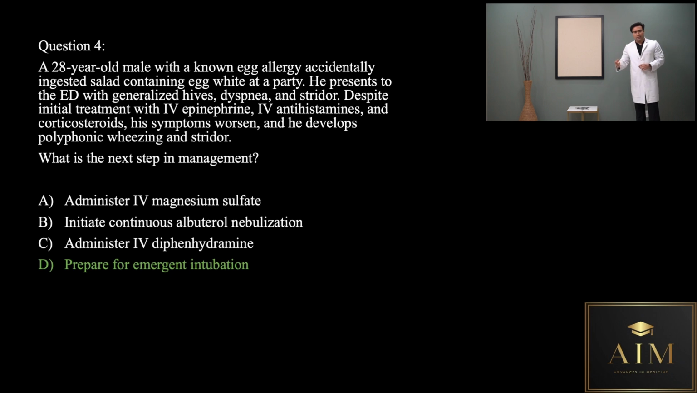Continuous albuterol nebulization may be considered in cases of severe bronchoconstriction, but it is an adjunct treatment when the patient's condition has deteriorated to the point of stridor and polyphonic wheezing. Diphenhydramine is an antihistamine, but the immediate attention should be on managing the airway and providing respiratory support.